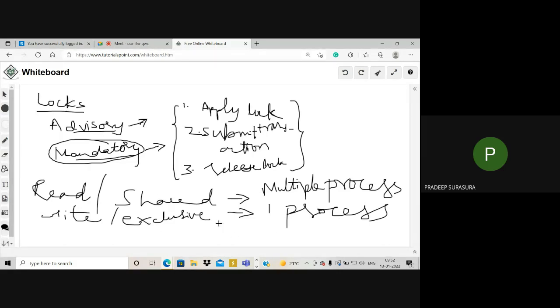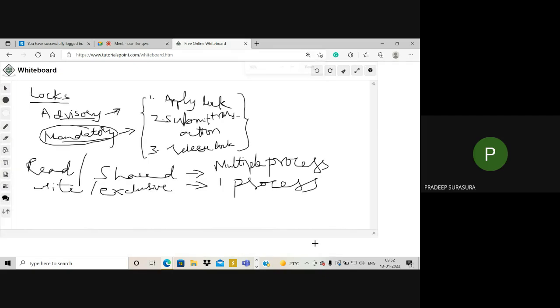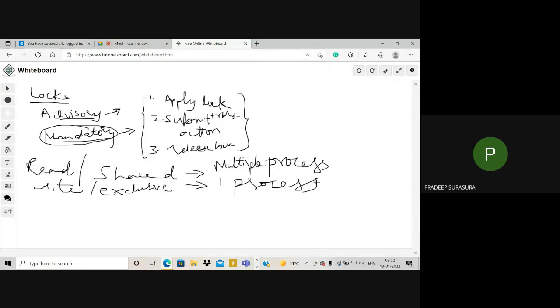These two concepts you should understand before you proceed. Read lock is also called a shared lock, and write lock is also called an exclusive lock. A read lock can be applied by multiple processes or multiple transactions. A write or exclusive lock is applied to only one process at one point of time. Now, after knowing these things, let us move forward.